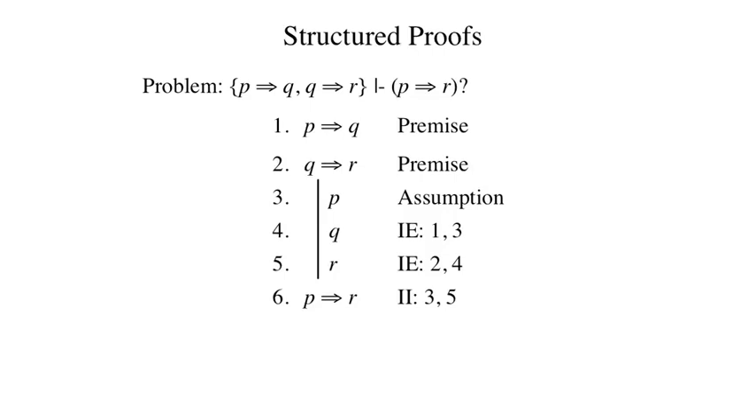Finally, from the subproof, we derive P implies R in the outer proof. Given P, we can prove R, and so we know P implies R. The rule used in this case is called implication introduction, or II for short.